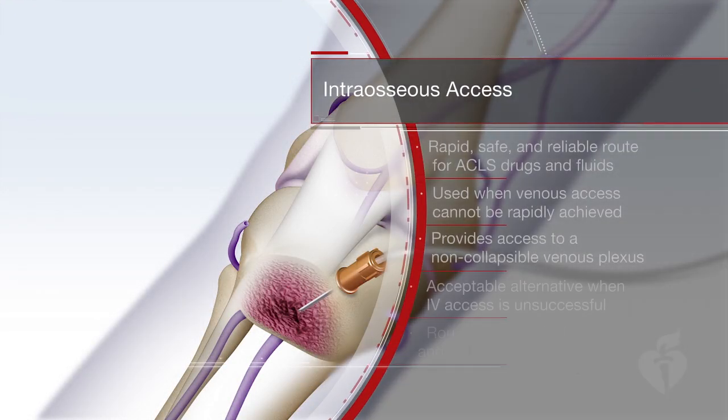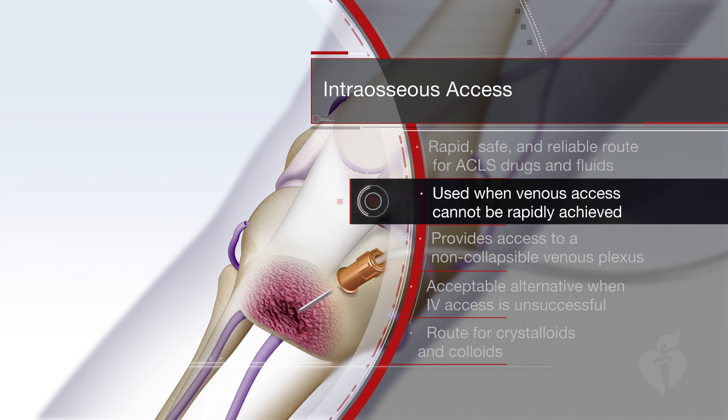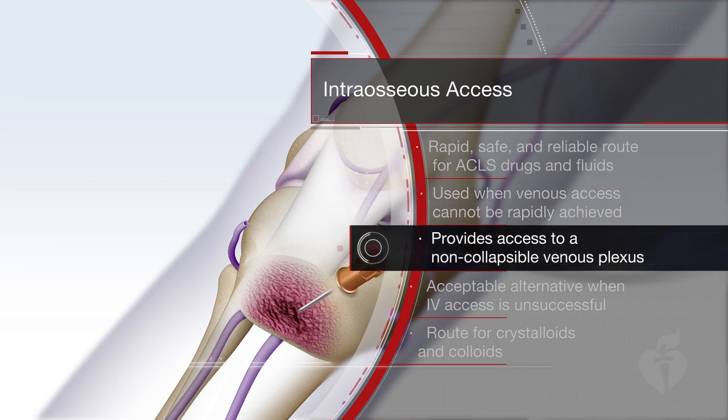Intraosseous, or IO access, can serve as a rapid, safe, and reliable route for the administration of drugs and fluids when peripheral venous access cannot be rapidly achieved. The IO route provides access to a non-collapsible venous plexus, which is especially useful during resuscitation.